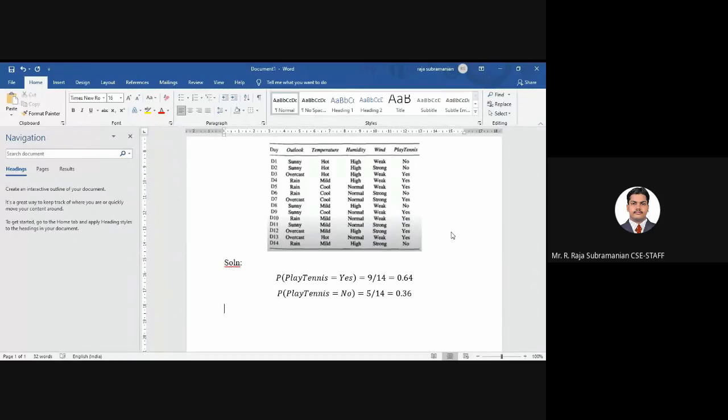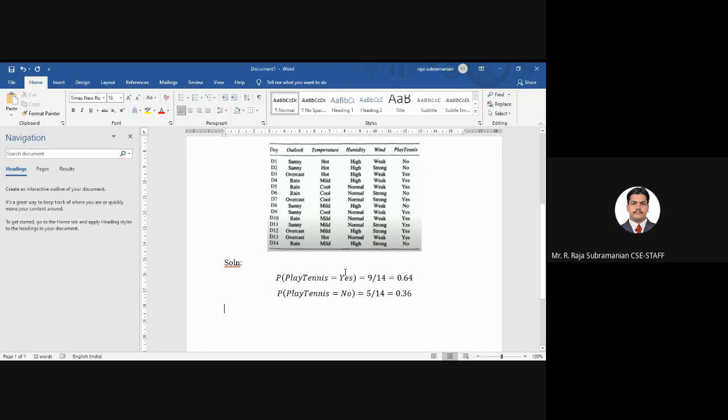This overall probability is the normal statistic. Now I will introduce the conditional probability. The overall probability says 0.64 to play tennis. What is the probability to play tennis given that outlook is sunny, temperature is hot, humidity is high, and wind is strong? So I give some conditions, and based on those conditions I ask what the probability is.